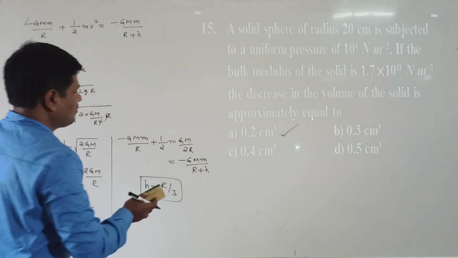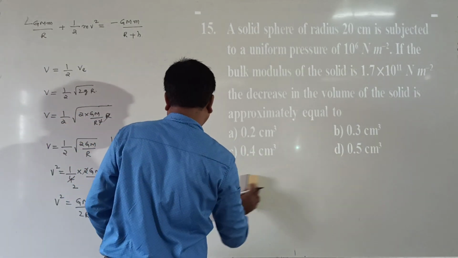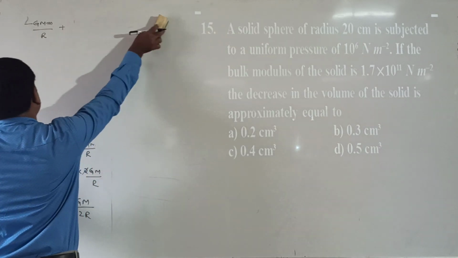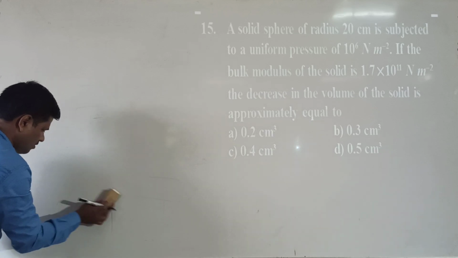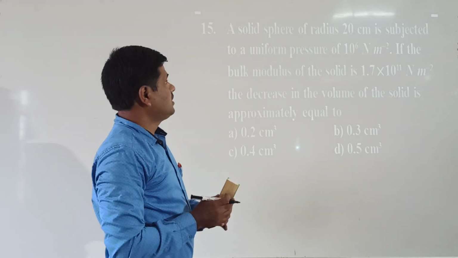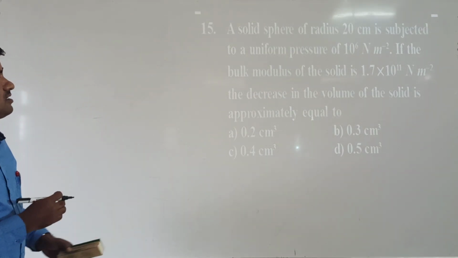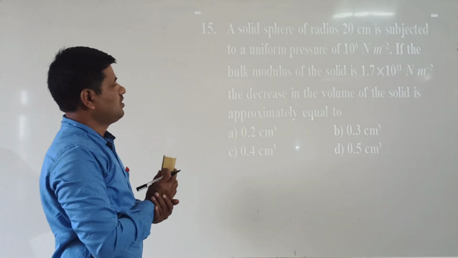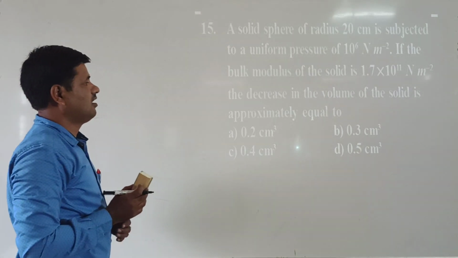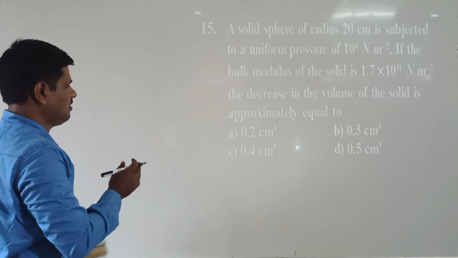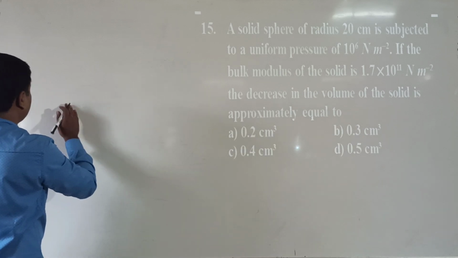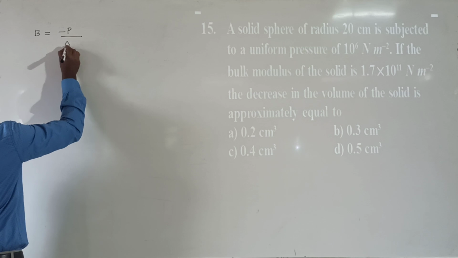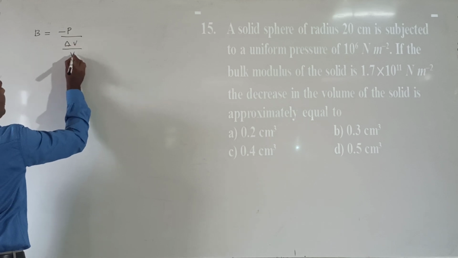Next, coming to the 15th question. A solid sphere of radius 20 cm is subjected to uniform pressure. If the bulk modulus is given, we are asked for the decrease in the volume, approximately. Now, bulk modulus B is equal to pressure divided by change in volume by initial volume.